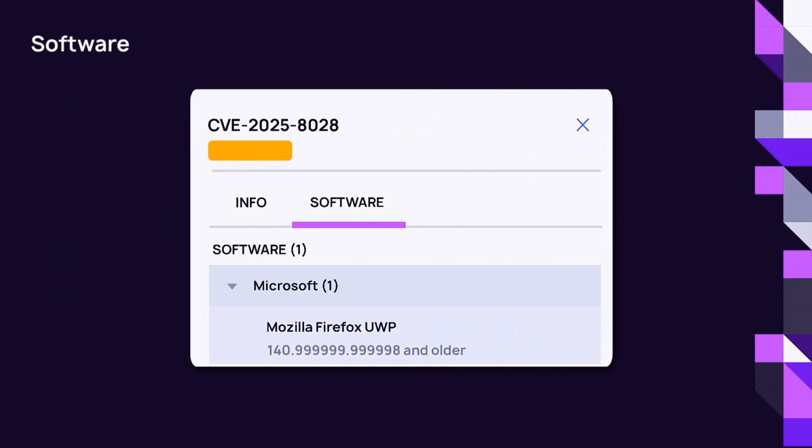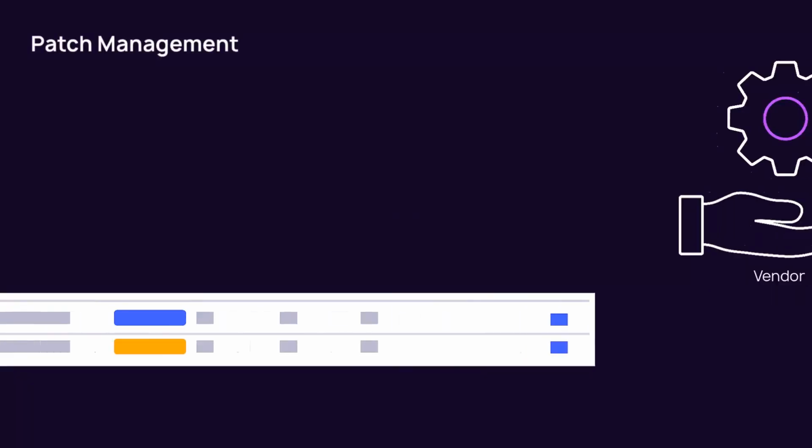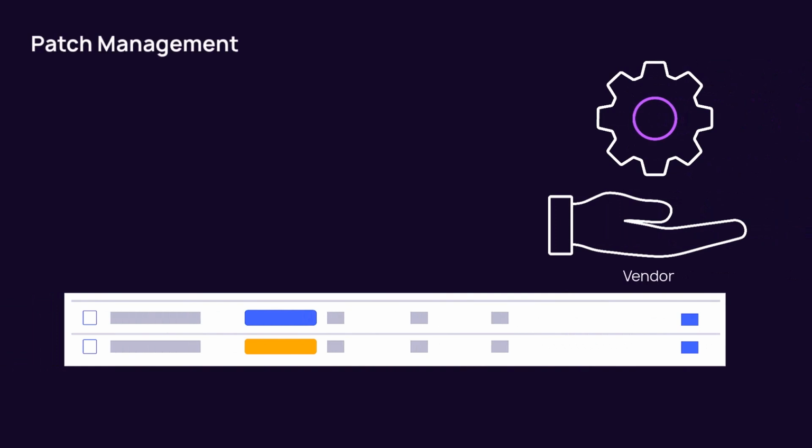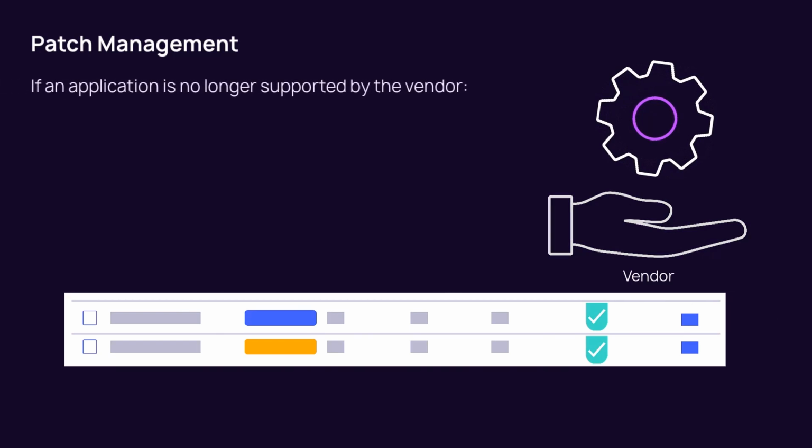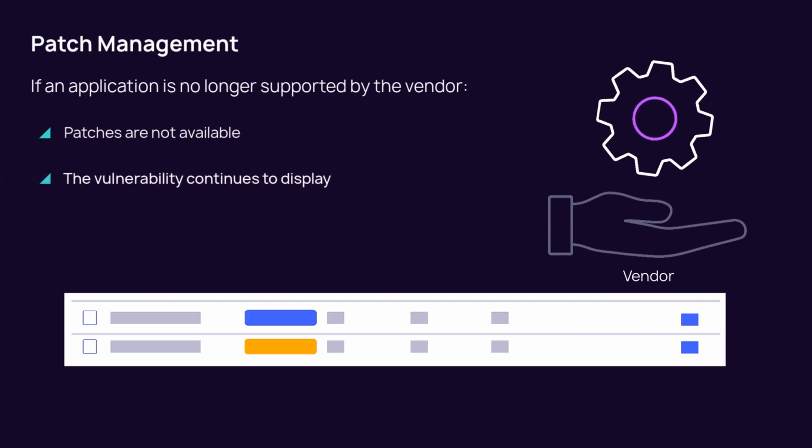In the Vulnerability Details side panel, the Software tab lists software affected by the selected vulnerability, grouped by OS and application. When reviewing vulnerabilities, if applications associated with patch auto-approvals appear on the list, determine if the application is still supported by the vendor and if patch management is configured appropriately. Please note that if an application is not supported by a vendor, there will be no available patches and the vulnerability will continue to appear.